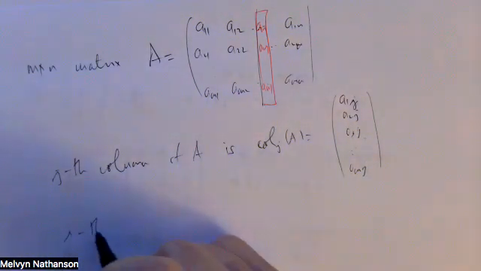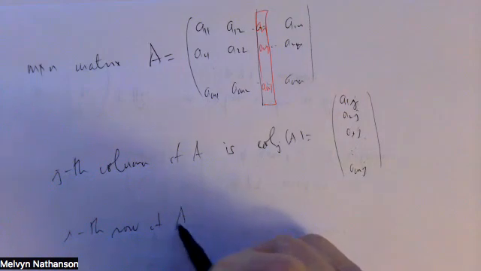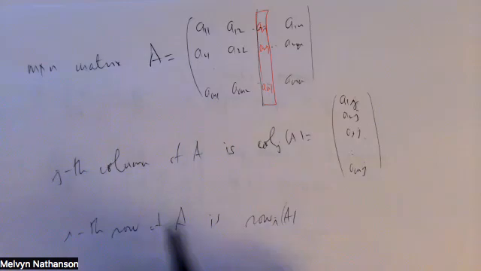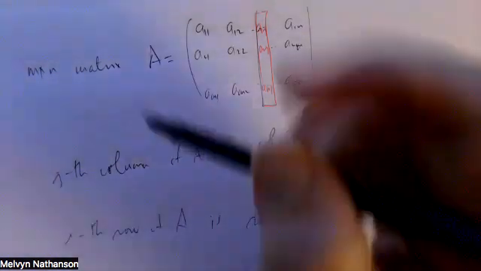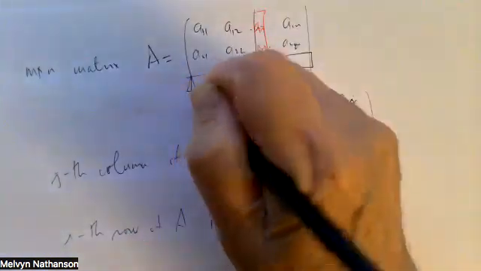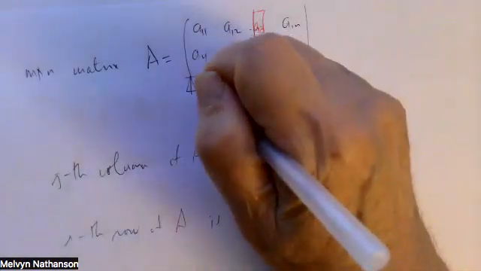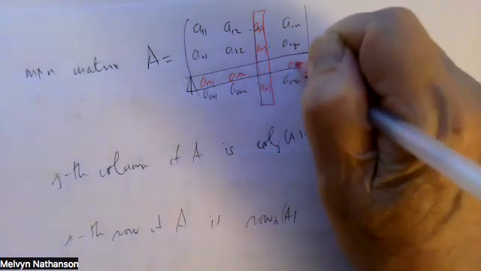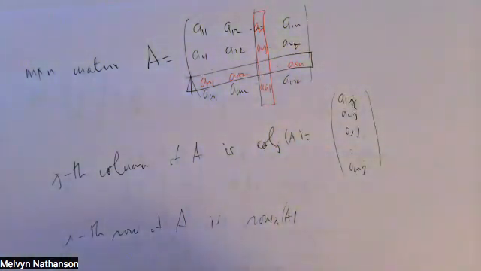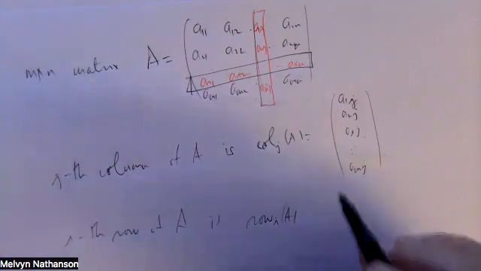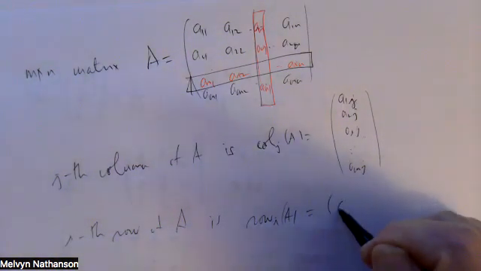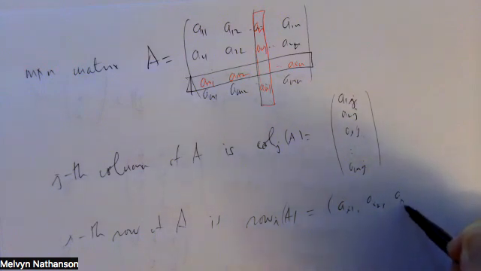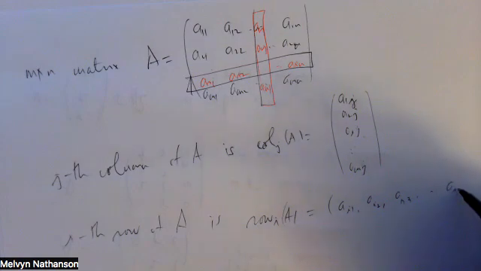And the ith row of A, you look at the ith row, row sub i of A. So let's say here we have the ith row. The coordinates are Ai1, Ai2, up to Ain. So the ith row of A is an n-dimensional row vector, Ai1, Ai2, Ai3, up to Ain.